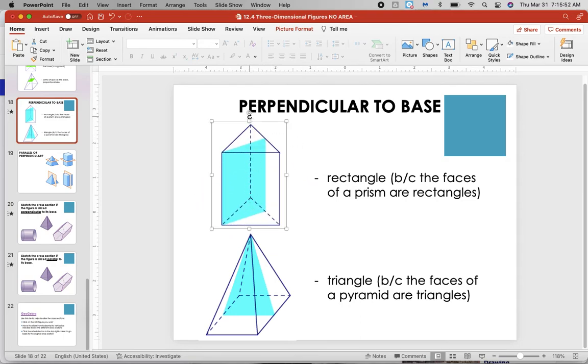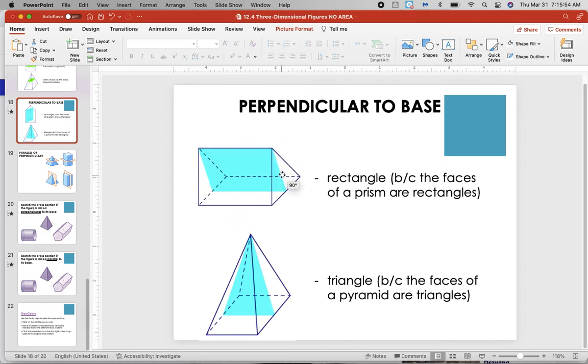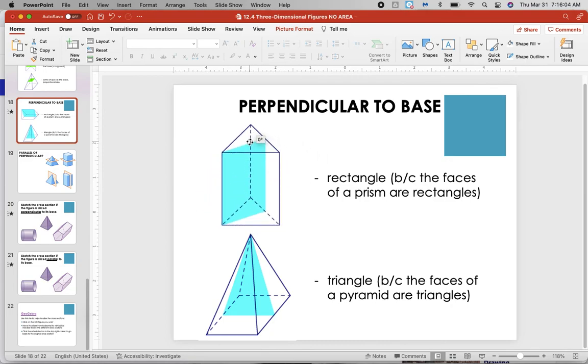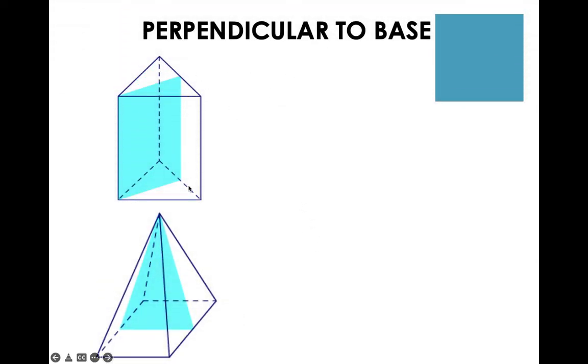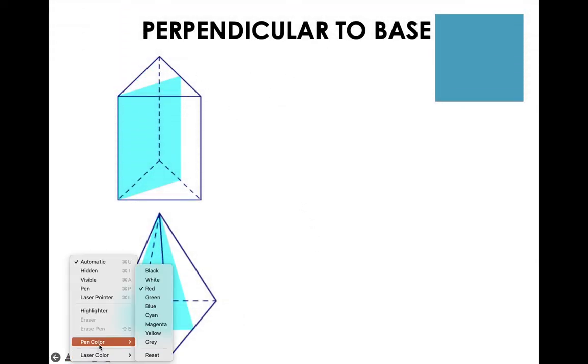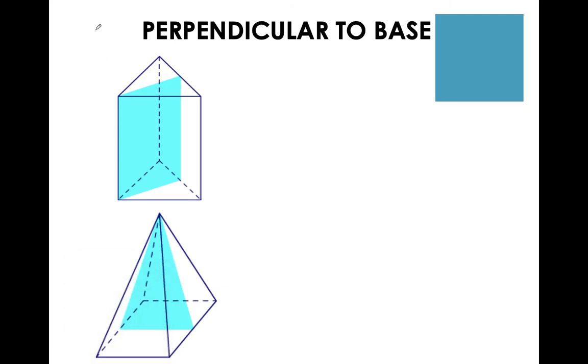But if it's not sitting on its base, if it's sitting on its side or one of its faces, then perpendicular is going to be up and down, or side to side. So you have to be very careful to identify what the base is, where it is, and then for a perpendicular slice, if you remember, perpendicular means it cuts through at a 90-degree angle.